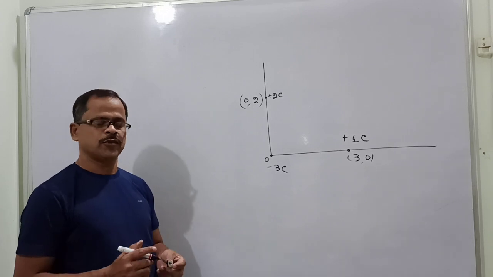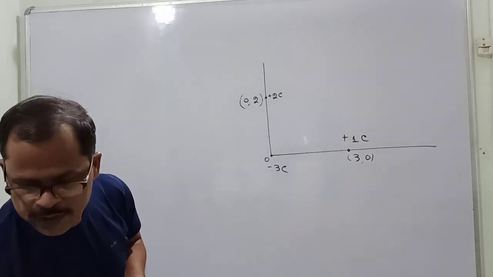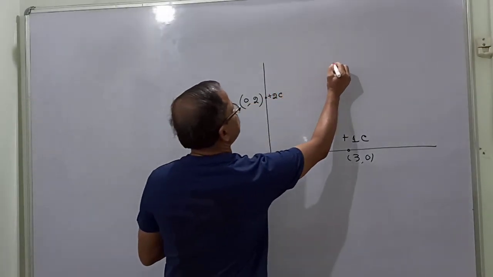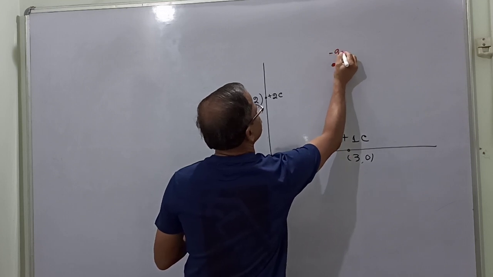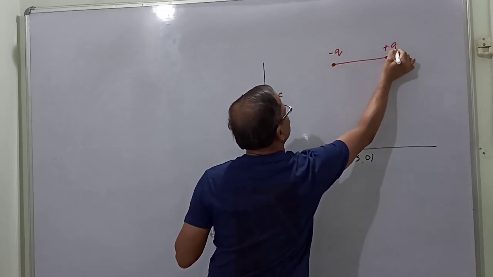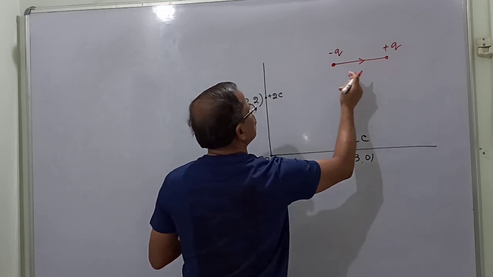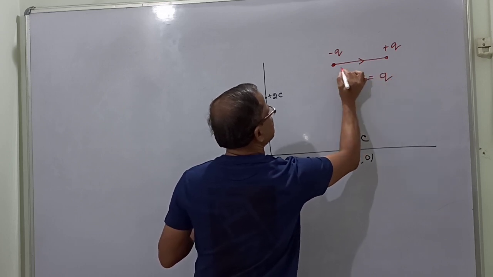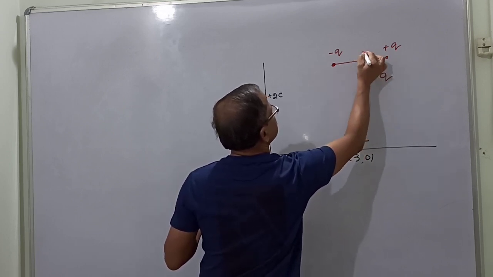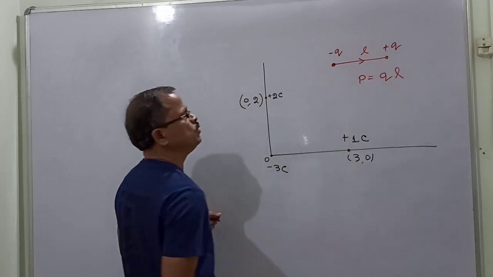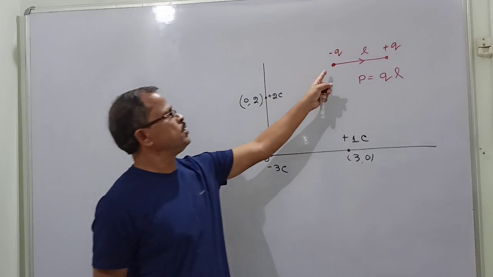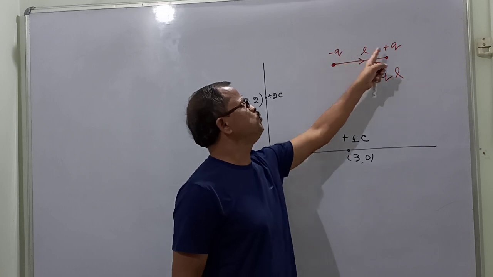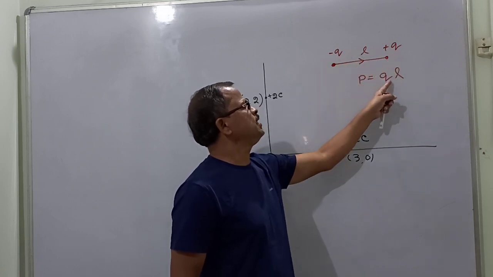Very interesting problem. Then how to get the dipole moment? Now come to the problem here. You know, a dipole arises when there are two equal and opposite charges. If this is a charge minus q, and this is another charge of the same value, plus q, then there is a dipole moment, always from negative charge to positive charge. The dipole moment is the product of the charge and the distance between them. If the distance between them is L, then the dipole moment is equal to q into L. It is a vector quantity.